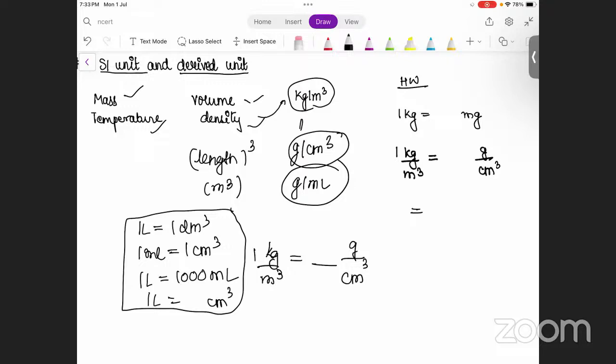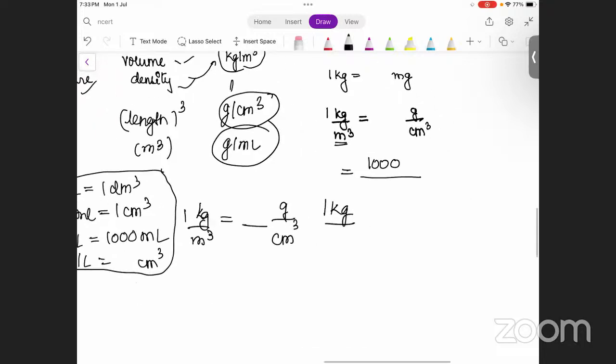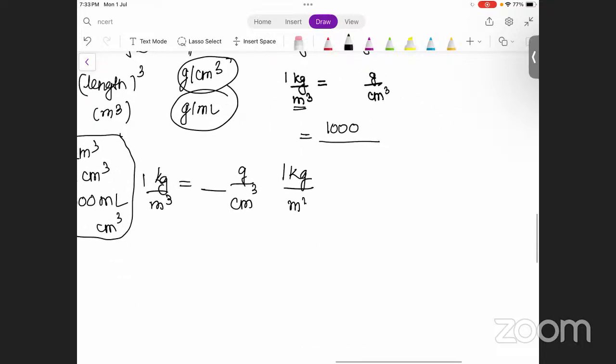So if I want to go from kg to gram, then what I have to do? I'll have to put here 1000 grams, right? Now, if I'm going from meter cube to centimeter cube, how you have to do it in the exam if you forget it? So what I am doing is I have 1 kg per meter cube. Now I have to convert into gram per centimeter cube. So 1 kg is equal to 1000 gram.